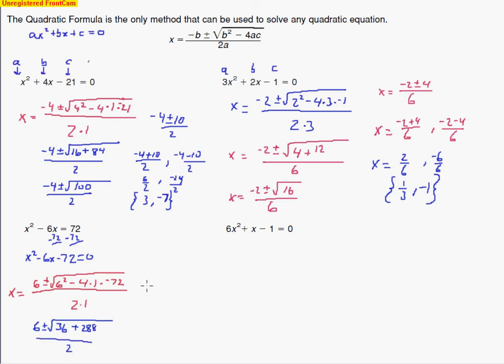And so we do some more work there. 6 plus or minus the square root. Adding these two numbers together, looks like we get 14, and that makes 11 plus 1 makes 12. And then 2 and 1 make 3. 324 all over 2. Well, when we take the square root of 324, it is a perfect square. It does make 18. And this is all over 2.